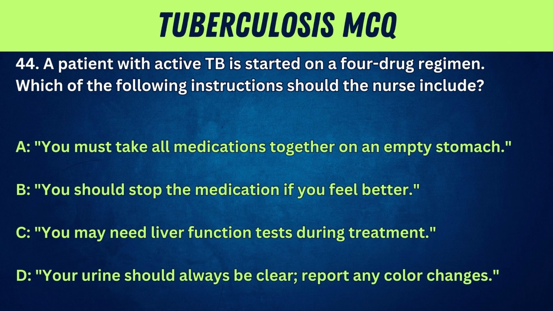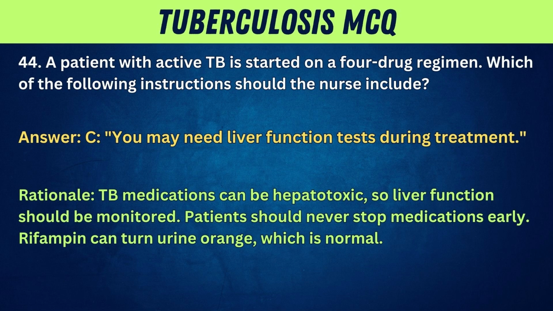44. A patient with active TB is started on a 4-drug regimen. Which of the following instructions should the nurse include? A. You must take all medications together on an empty stomach. B. You should stop the medication if you feel better. C. You may need liver function tests during treatment. D. Your urine should always be clear. Report any color changes. Answer: C.